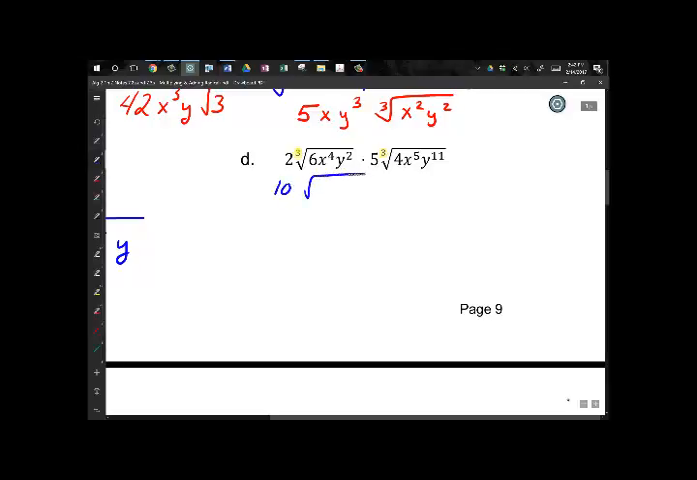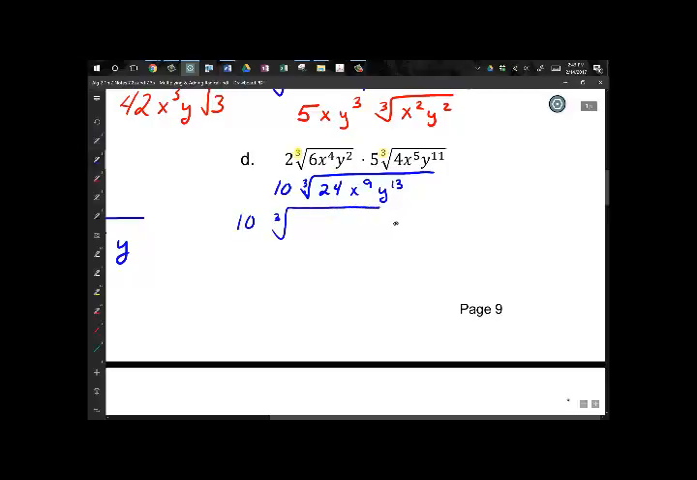Now we're going to combine everything inside. 6 times 4 is 24. X to the 4th times x to the 5th, we add our exponents and get x to the 9th. Y squared times y to the 11th is y to the 13th. Now we're going to remember this is a cube root of this whole problem. So the 10 is in front, and we have the cube root.